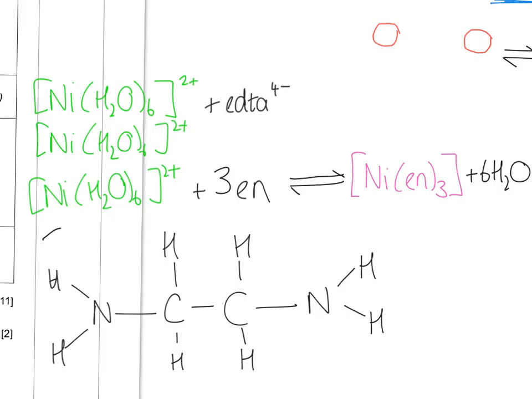Let's think about the charge. We have the structure of 1,2-diaminoethane below us here, and you can see that there's no overall charge on our ligands. And so again, the complex just carries the charge of the ion, which is 2+. So that's how we write the formula of the complex formed in test 5b.